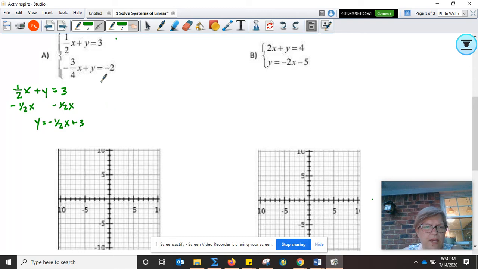Okay, I'm going to keep this in green. I need to graph my y-intercept, which is 3, so I'm going to go up 3: 1, 2, 3. And from there, I'm going to graph my slope. It's negative, so I'm going to go down and right: down 1, right 2, and repeat.